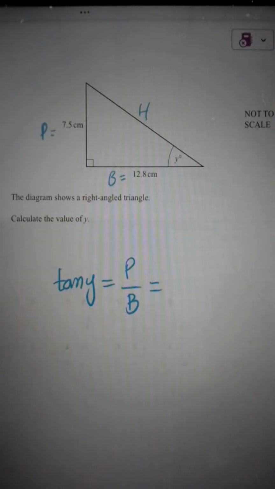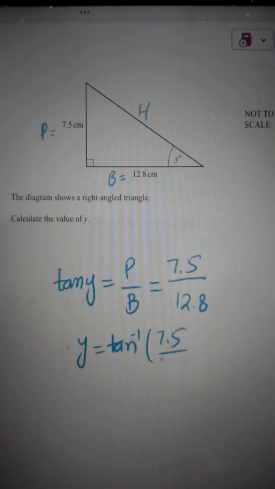So tan y is unknown, perpendicular is 7.5 divided by base is 12.8. So y will be tan inverse of, we bring tan on this side, so tan inverse of 7.5 by 12.8. Here, students, you need a scientific calculator. If you have it, then that will help you to calculate this value.